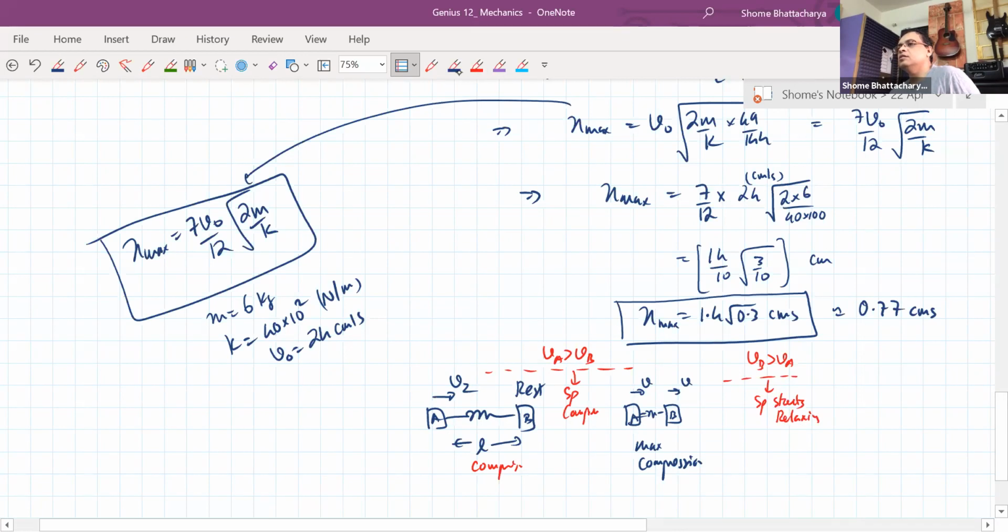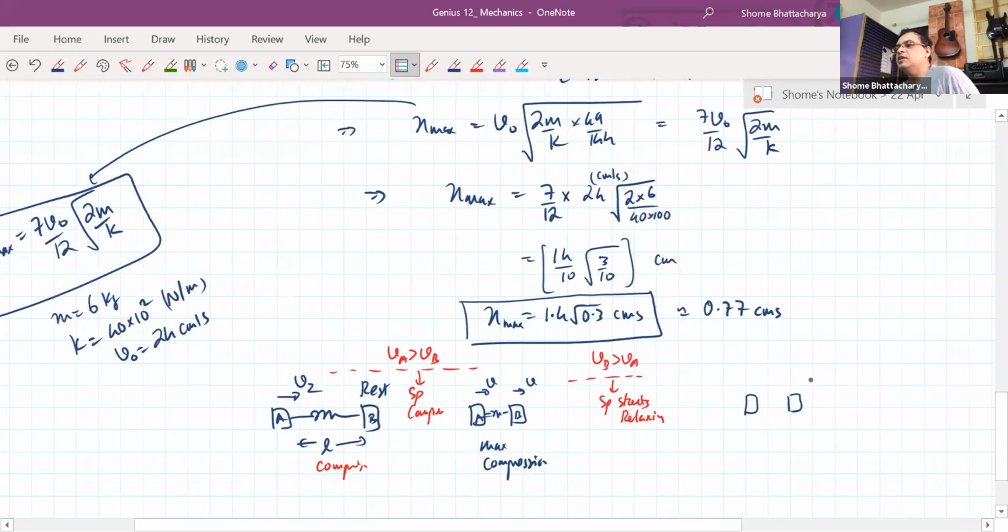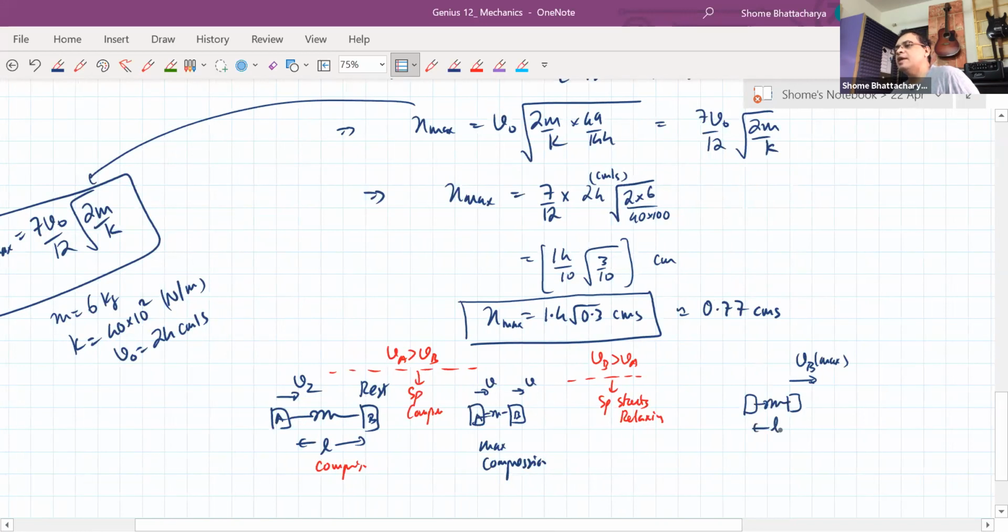Then it eventually reaches a stage where B will have its maximum value. We'll come to what that is. That is the stage where the spring is back to natural length, x will be 0, and at that point VA will have something. Now after this, the spring starts extending.